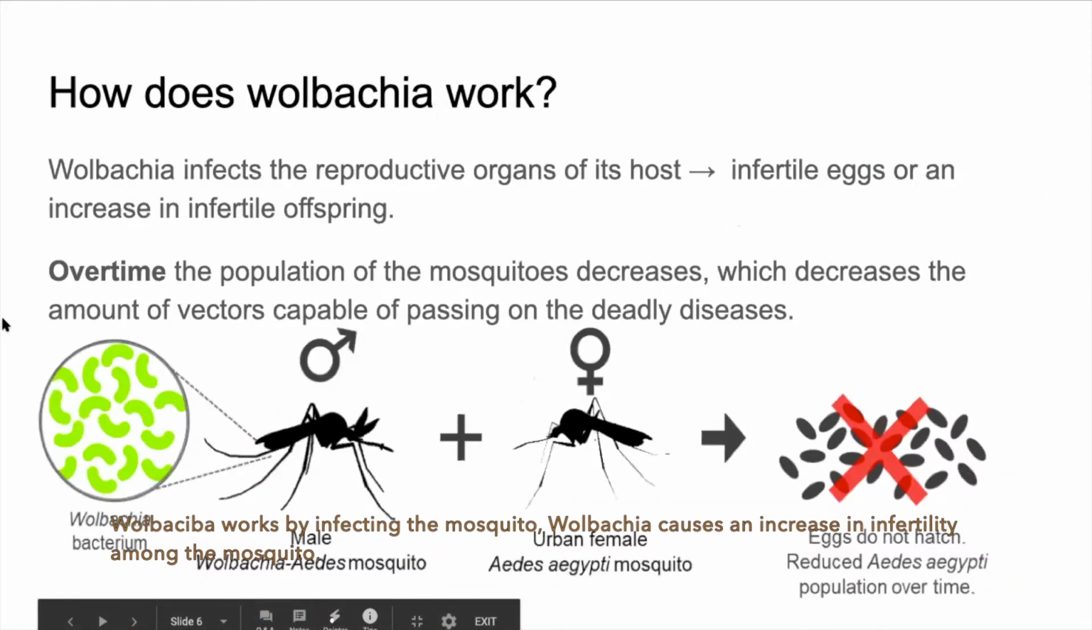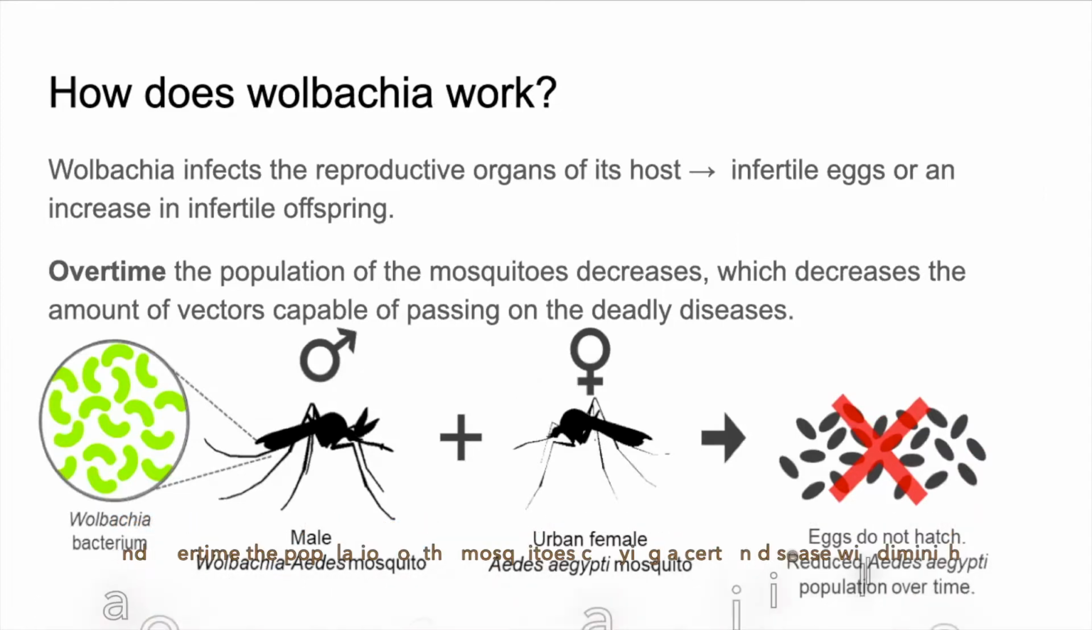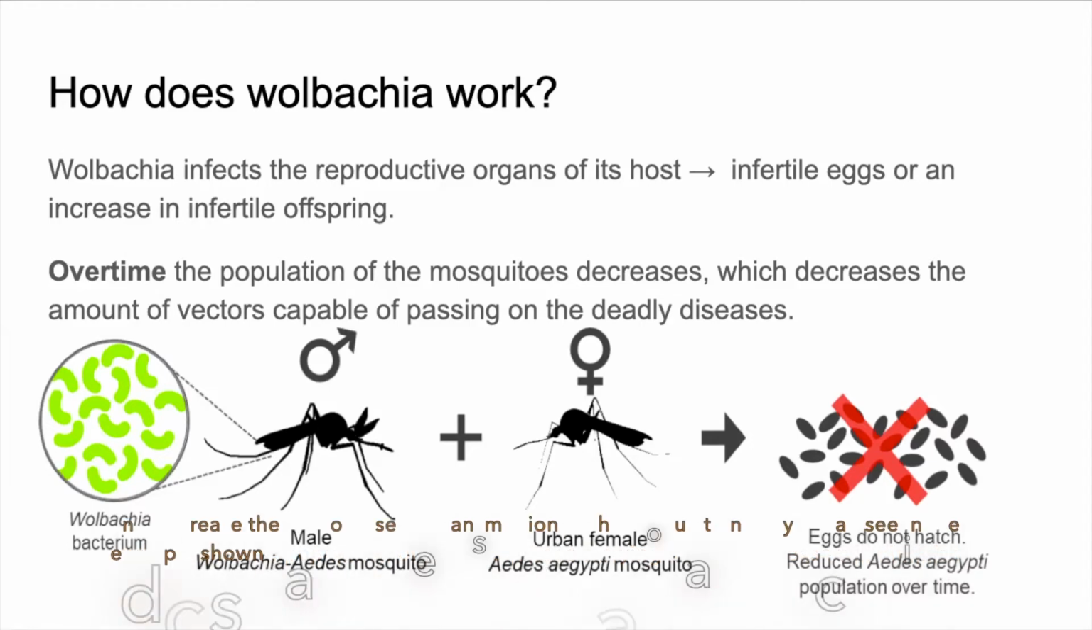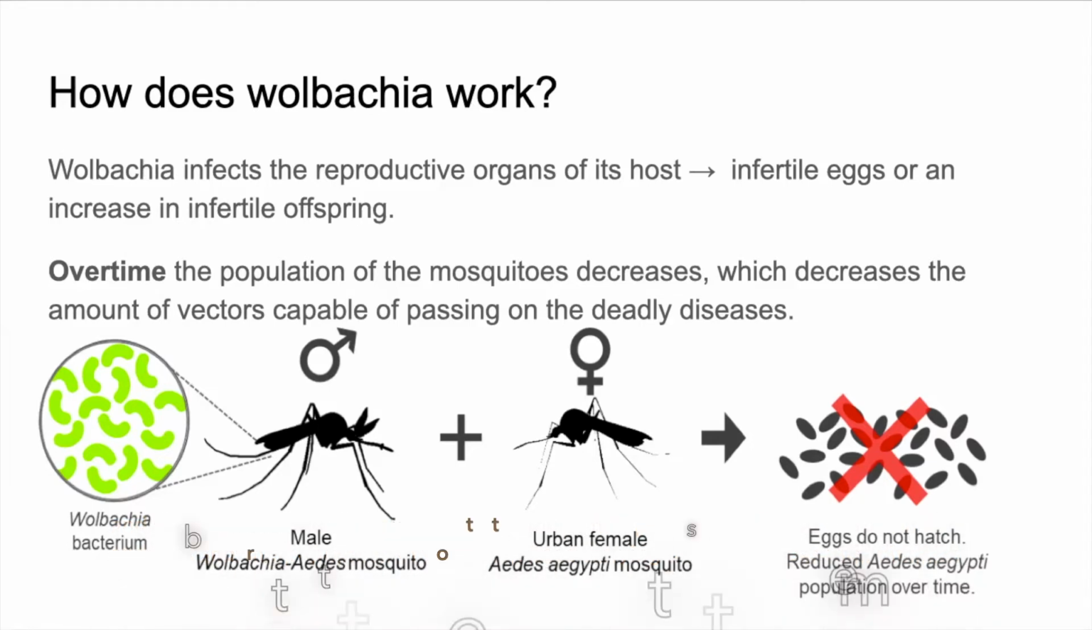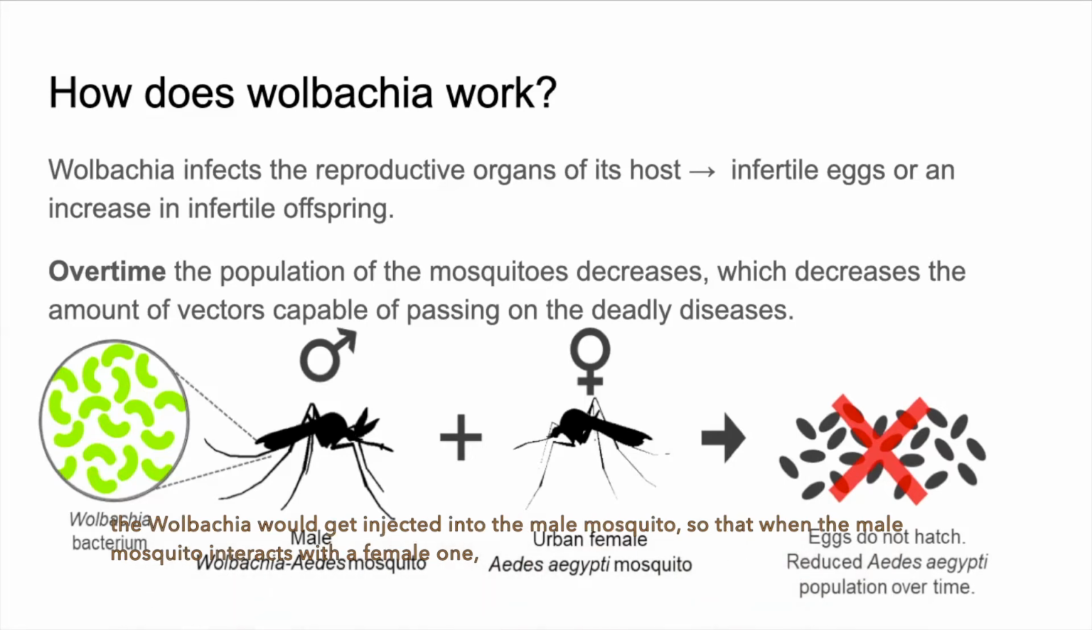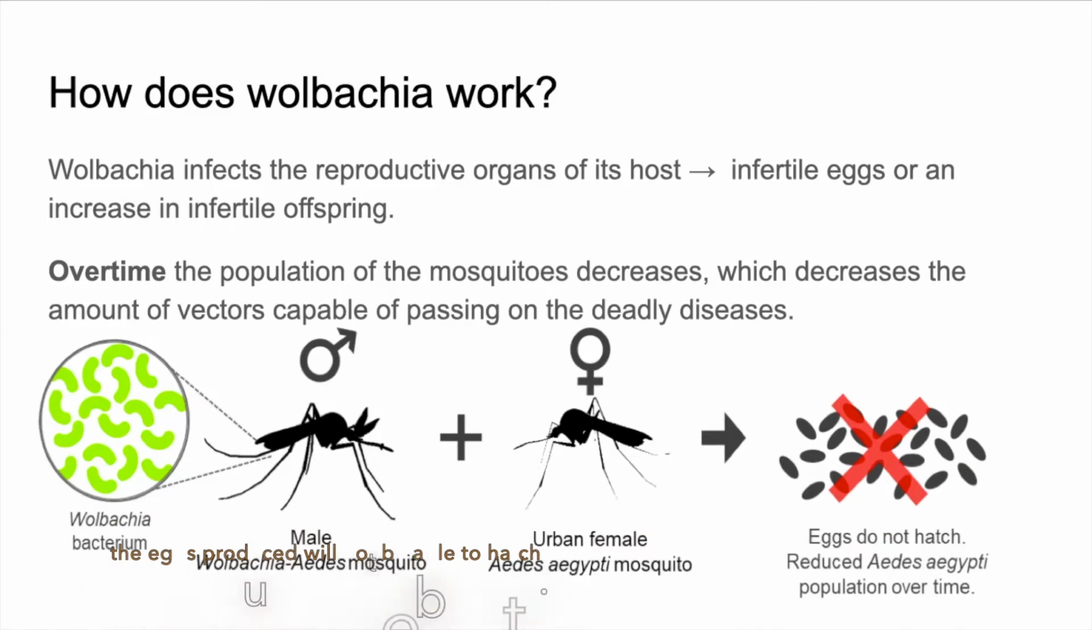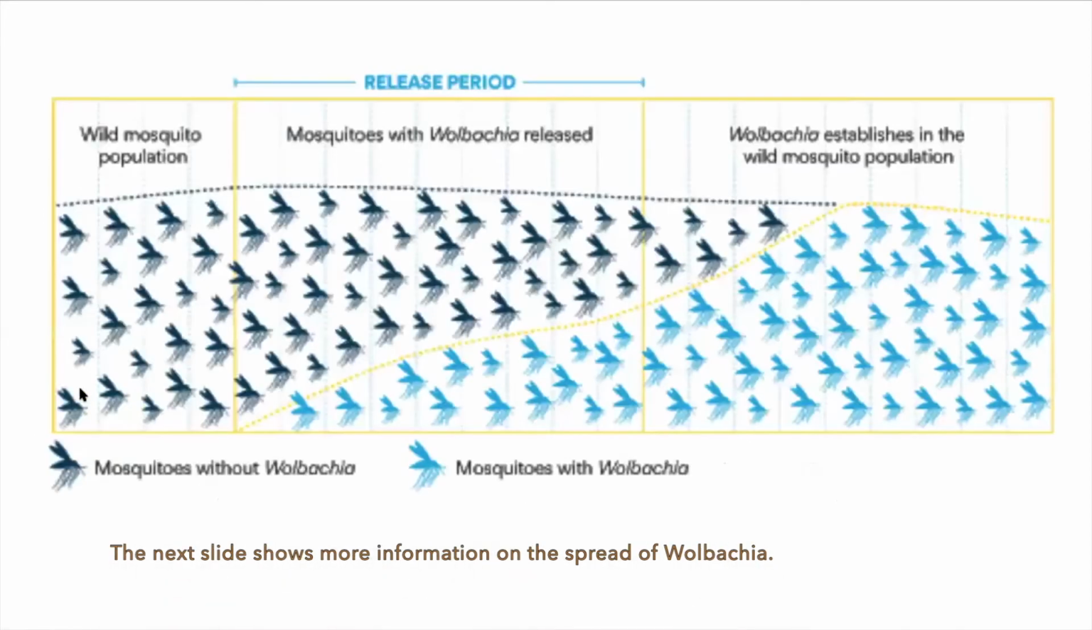Wolbachia works by infecting the mosquito. Wolbachia causes an increase in infertility among the mosquito, and over time, the population of mosquitoes carrying a certain disease will diminish and decrease the rate of disease transmission of that population. As you can see in the example shown, the Wolbachia would get injected into the male mosquito so that when the male mosquito interacts with the female mosquito, the eggs produced will not be able to hatch. The next slide shows more information on the spread of Wolbachia.